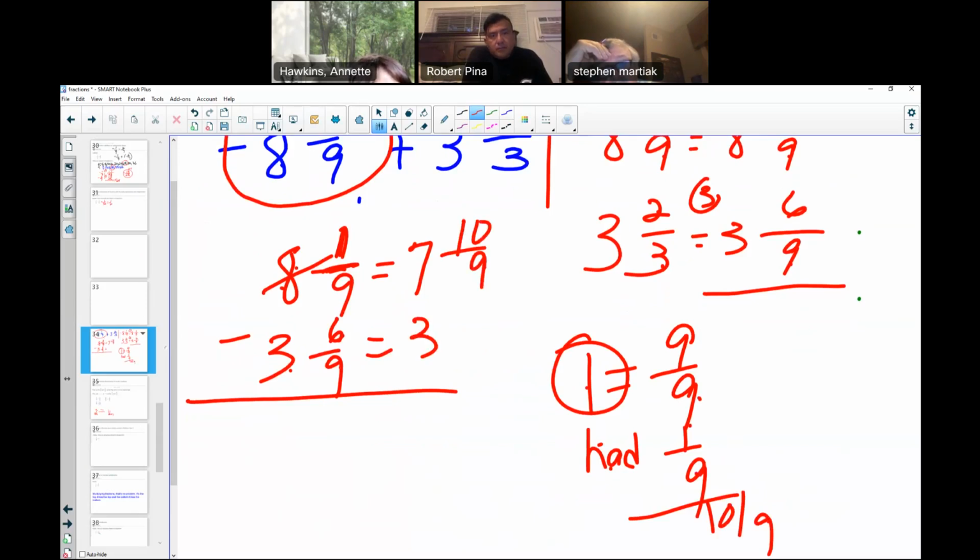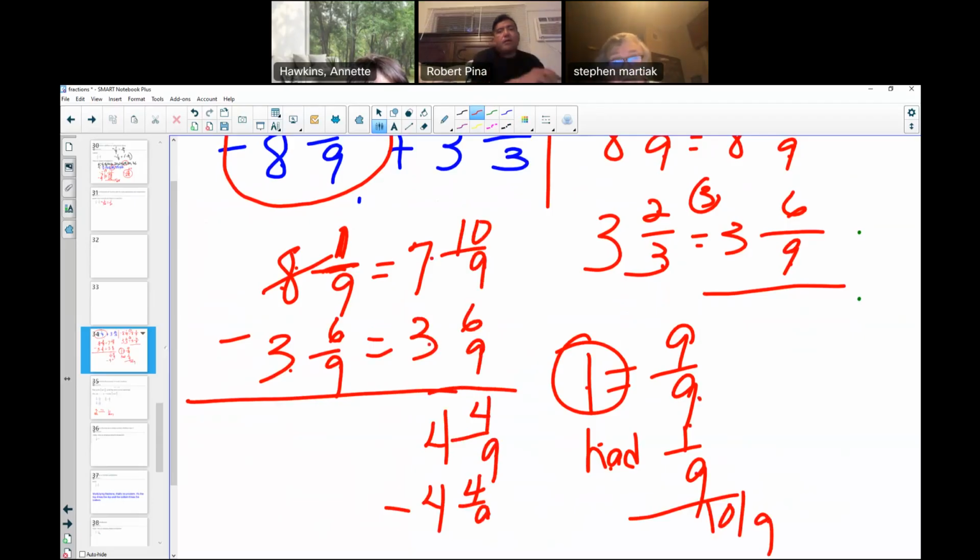And then I just bring this over. Now I have enough to subtract. So 10 subtract 6 is going to give me 4/9. 7 subtract 3 is going to give me 4. So the answer is negative 4 4/9. Now some students don't like that. They prefer this.